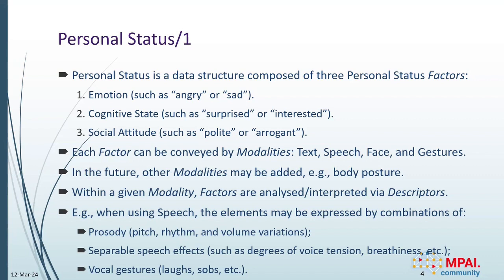In the future, we might consider other modalities for expression like body posture. And within a given modality, you have the factors analyzed and interpreted by descriptors. So for example, when you're using speech, the elements can be expressed by combinations of prosody, meaning pitch and rhythm, and volume, or other speech effects like degrees of tension of the voice or breathiness, and by vocal gestures like laughing or sobbing or burping.